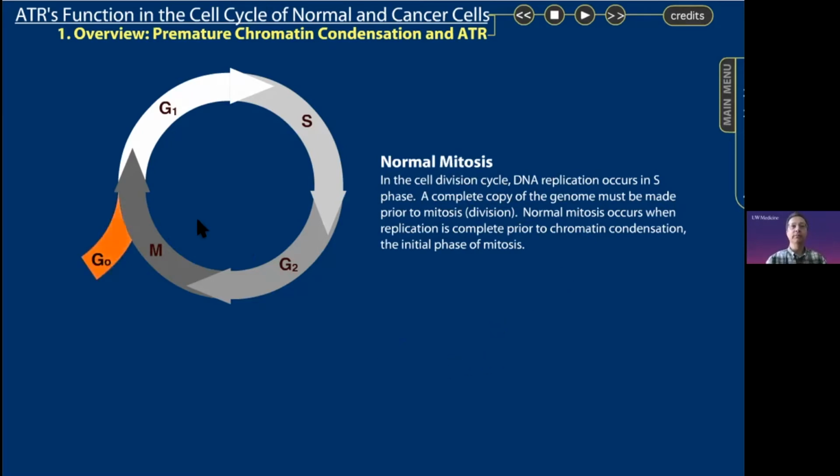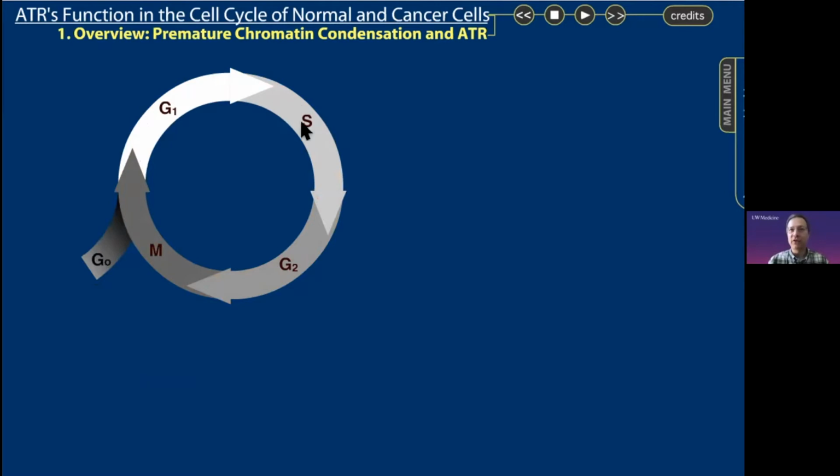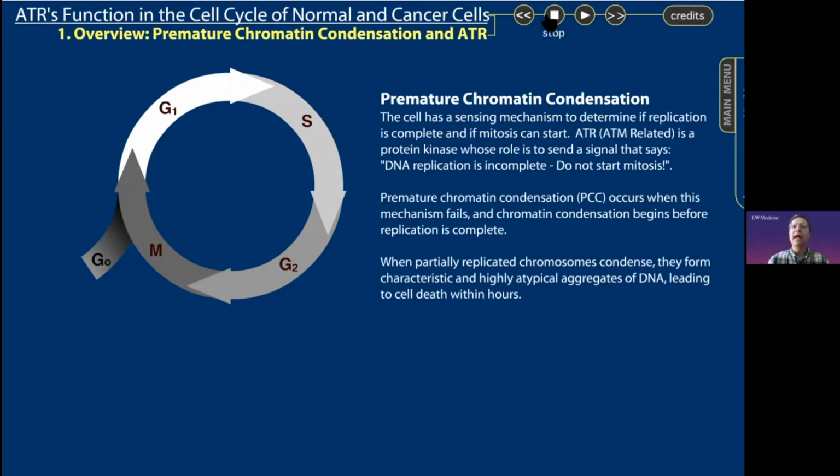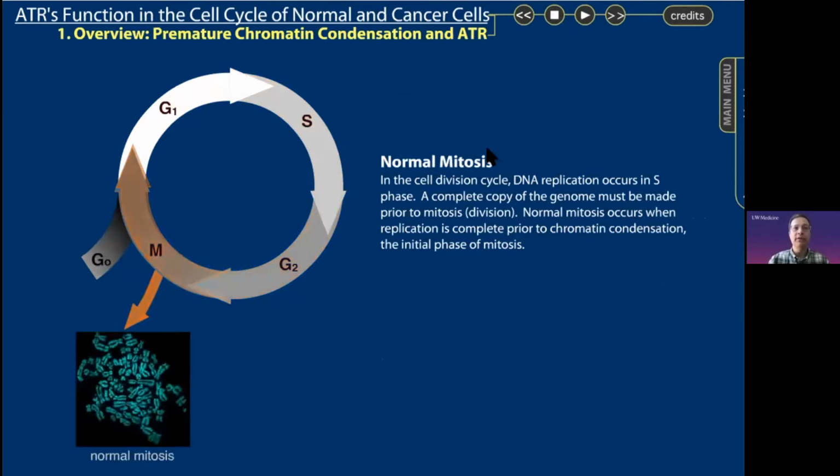So in the normal simplified version of the cell cycle, G0, the resting phase, leads to the initial G1 phase and into S phase where DNA is replicated. And that gives us this. I'll just show you this one more time, a normal mitosis here with chromosomes that we can recognize.